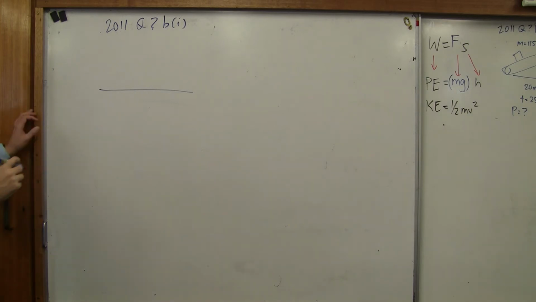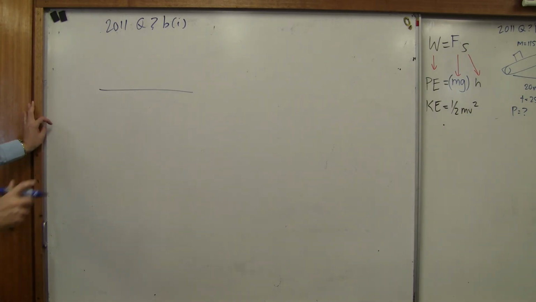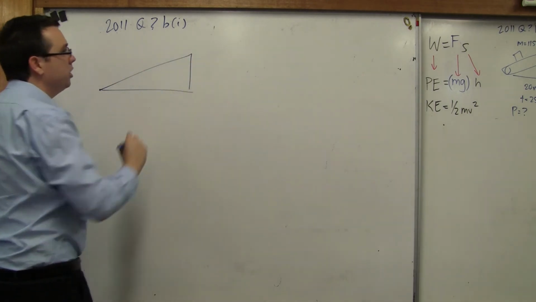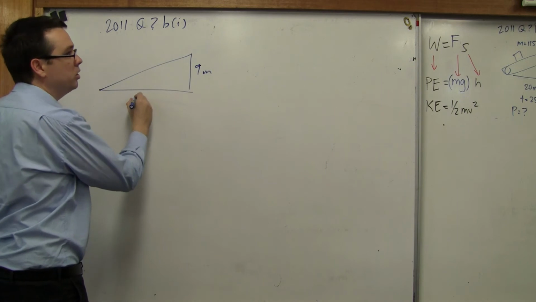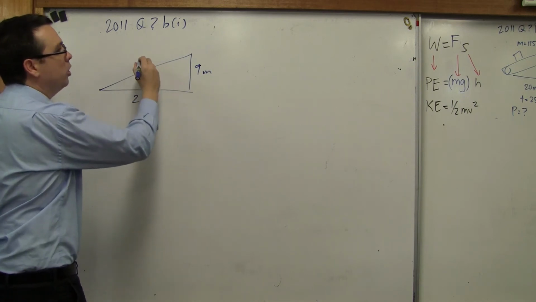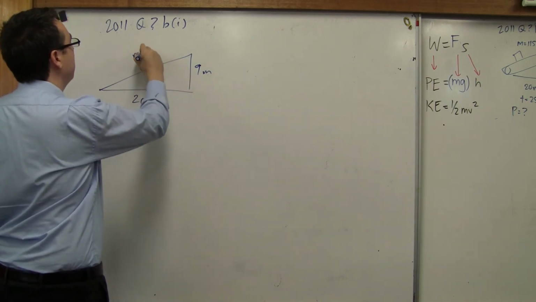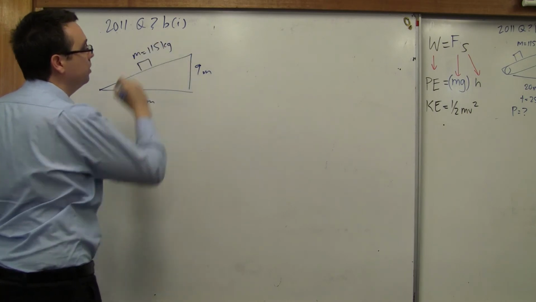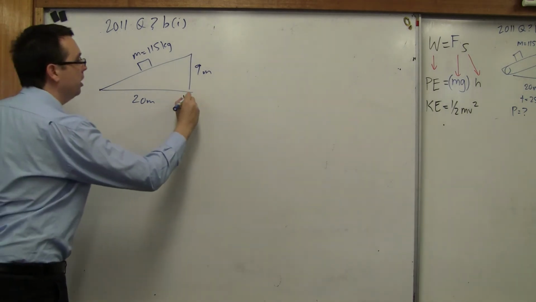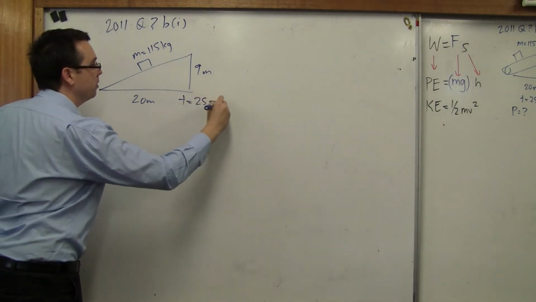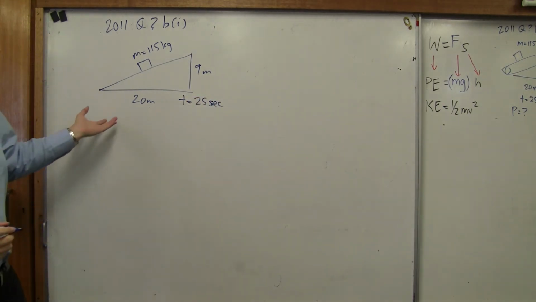Oh, good. Okay. I was just looking at my question and I wasn't sure I'd written down the details properly. So in this question you can see a conveyor belt, and the conveyor belt tells us it's 9 meters high and 20 meters long. We're told that the object being lifted has a mass of 115 kilograms, and time equals 25 seconds.